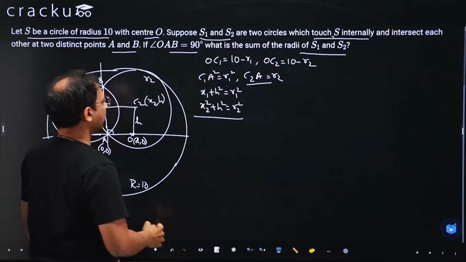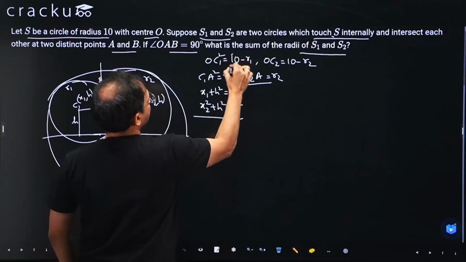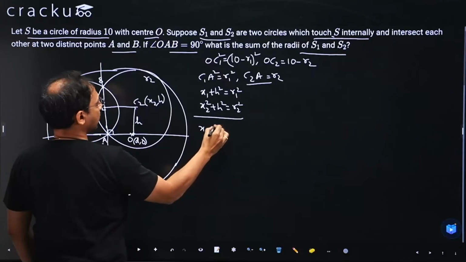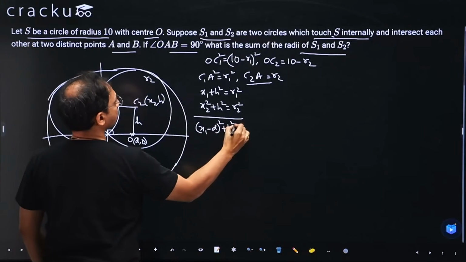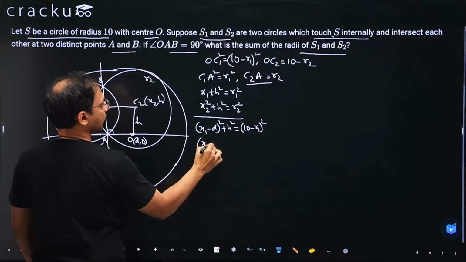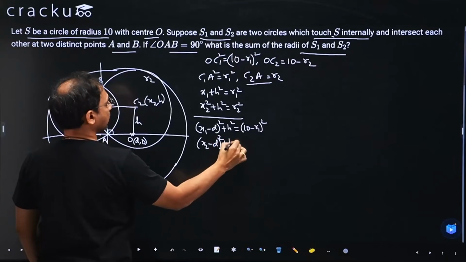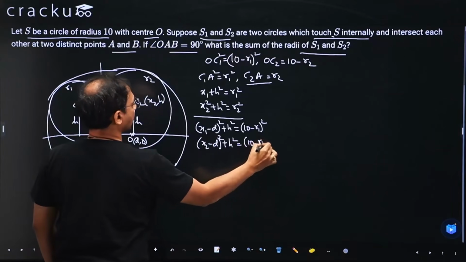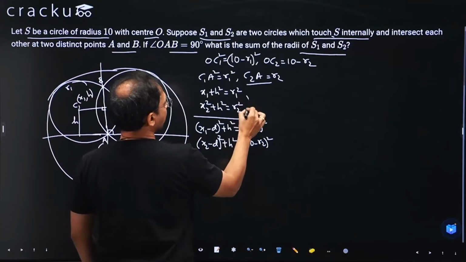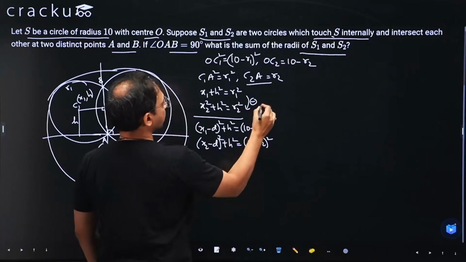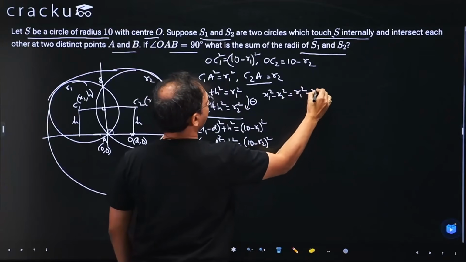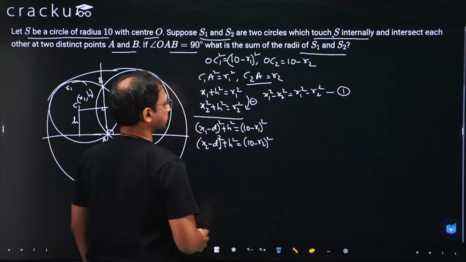So I got one set of equations. Let us square the other distances. What happens? OC1 square will be (x1 minus d) whole square plus h square is equal to (10 minus R1) square. Similarly, (x2 minus d) whole square plus h square is (10 minus R2) whole square. So these are our equations. If I subtract the first two, I get x1 square minus x2 square is equal to R1 square minus R2 square.